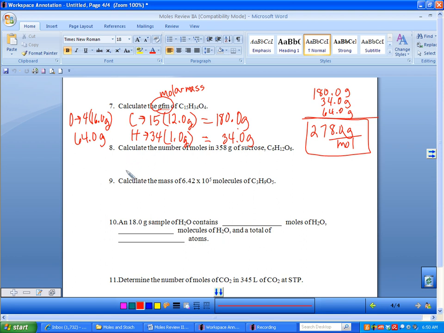Calculate the number of moles in 358 grams of sucrose. Well, before I can do that, I have to figure out how many grams are in 1 mole. So I'm going to say, well, I have 6 carbons. I have 12 hydrogens. And I have 6 oxygens. This gives me 72. This gives me 12. And this gives me 96. 96 and 12 is 108. 108 and 72, I hope it's 180.